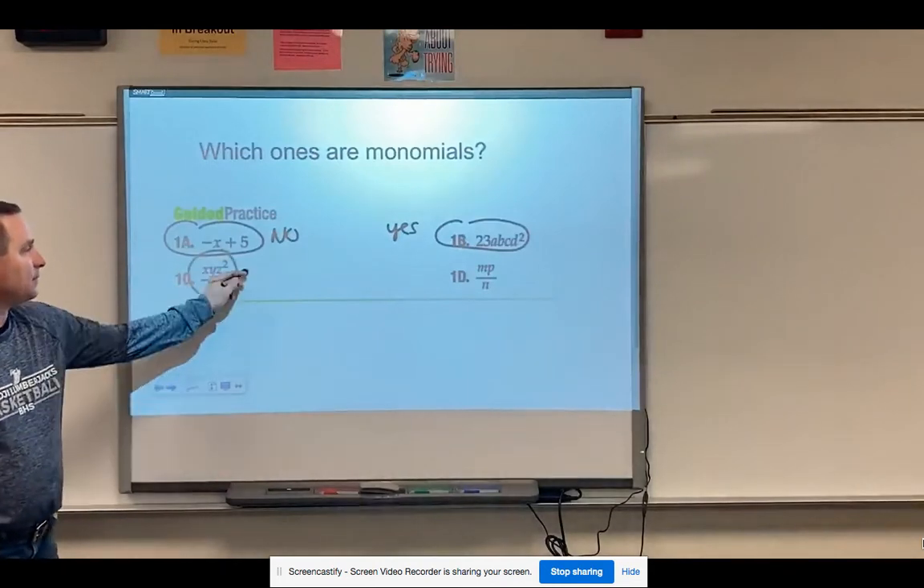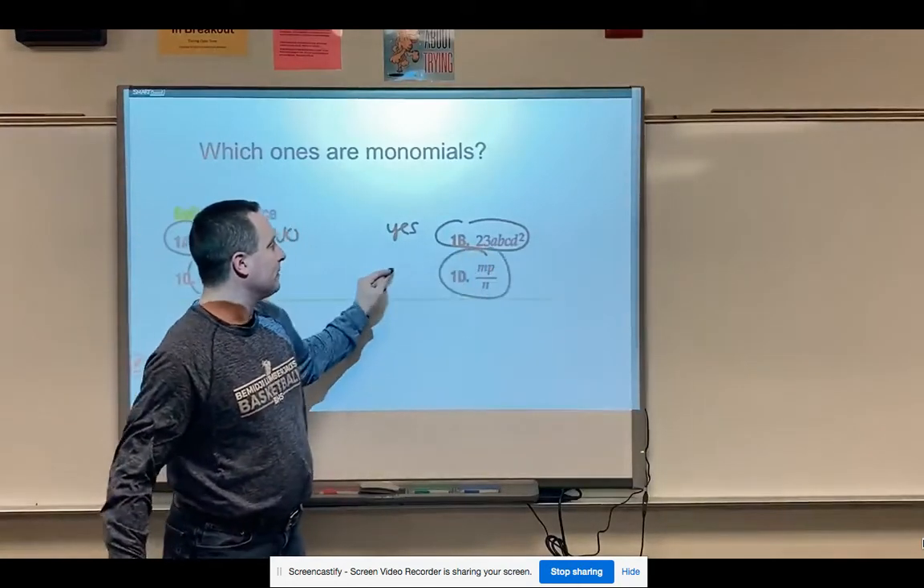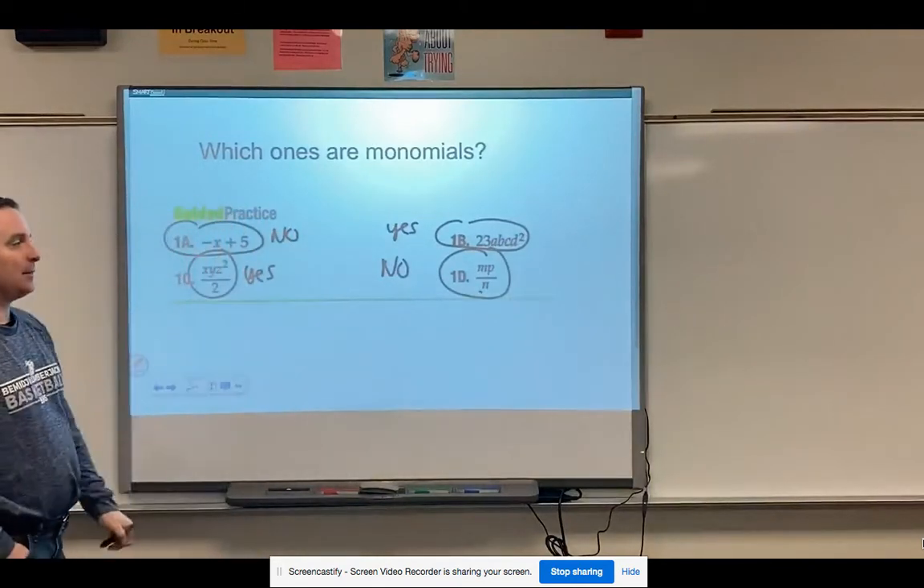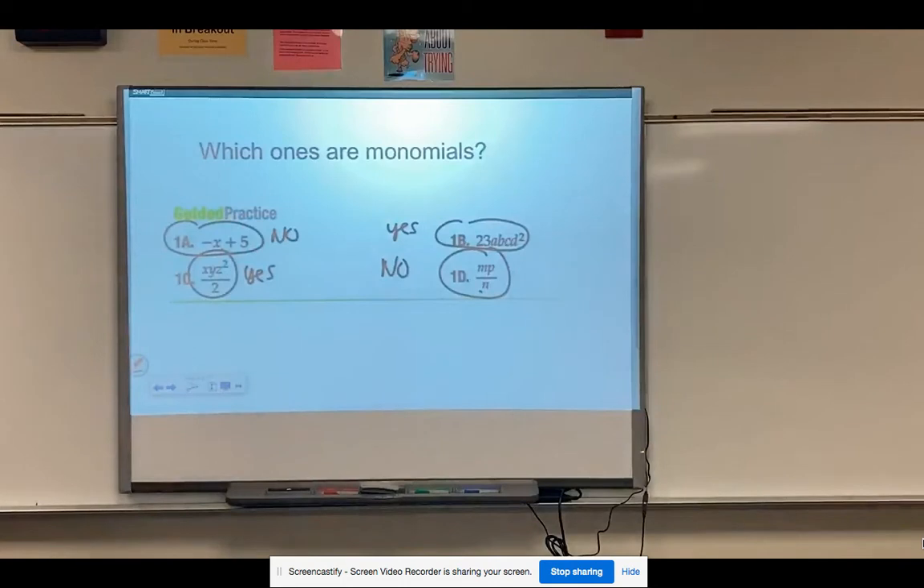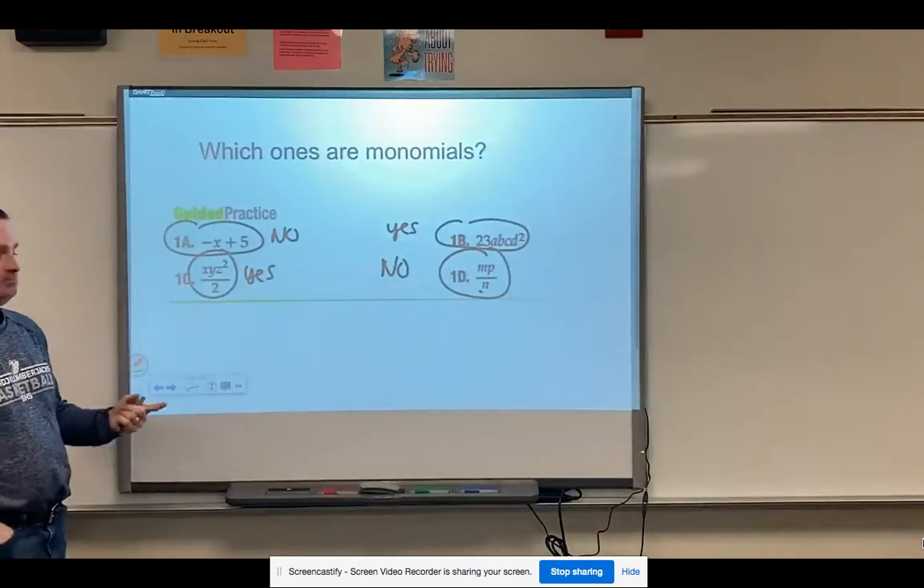1C, this is also a yes. Now there's a fraction there, but if you notice in the bottom, it's just a number and not a variable. And we can have numbers in the bottom. And this guy over here, this guy is a no-go because it has an n on the bottom. It has a variable on the bottom. So the first thing they're going to have us do is just determine if it's a monomial or not.